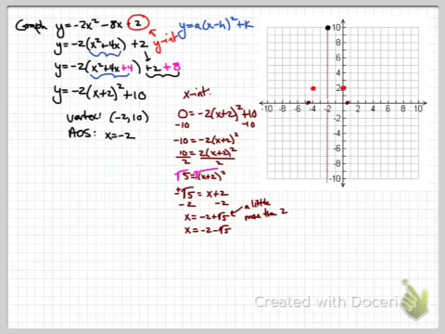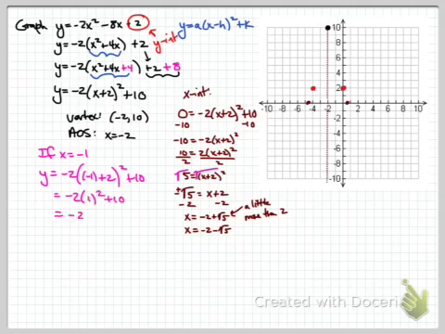If you want to find another point, maybe x equals negative 1 might be really helpful for finding another point. So if x equals negative 1, then y would be, well, negative 2 times (negative 1 plus 2) quantity squared plus 10. So negative 2 times 1 squared plus 10. Negative 2 plus 10, so 8. So we've got the ordered pair negative 1, comma 8. And that's going to help us get a super duper accurate graph.